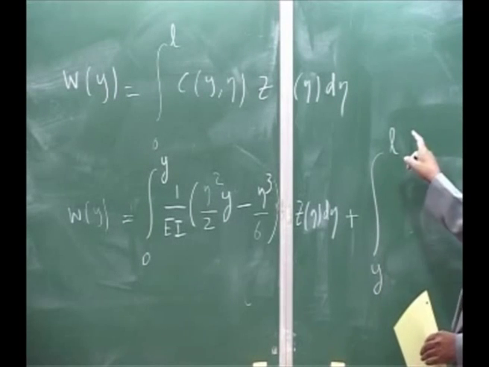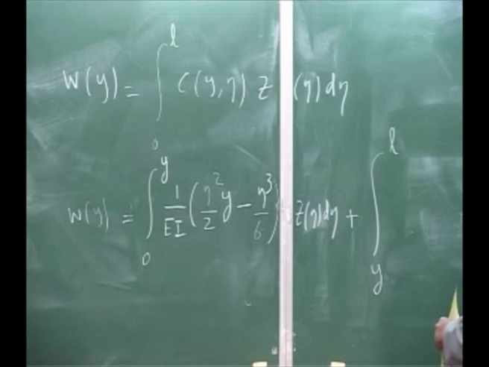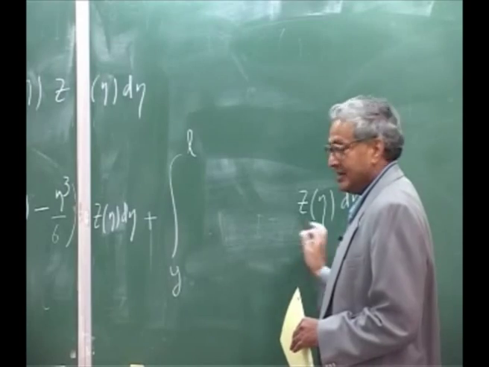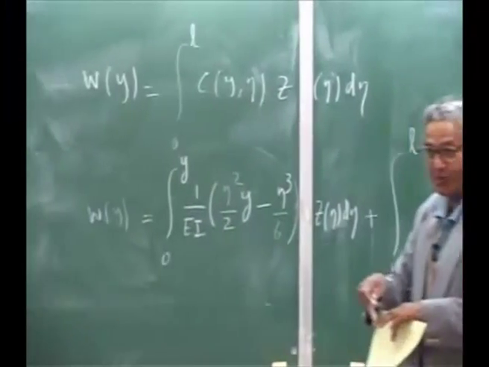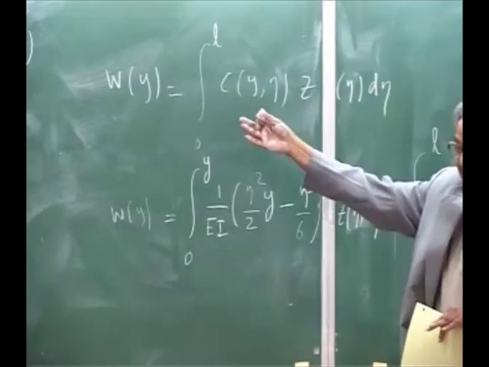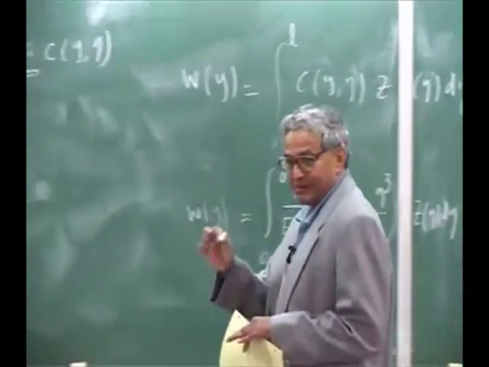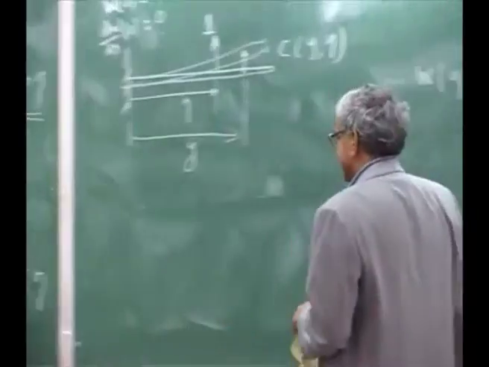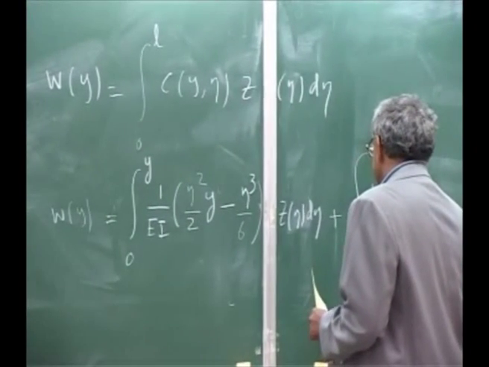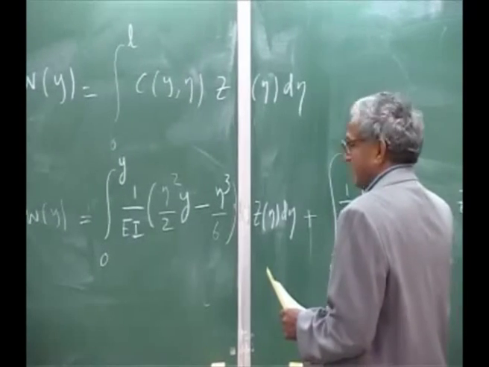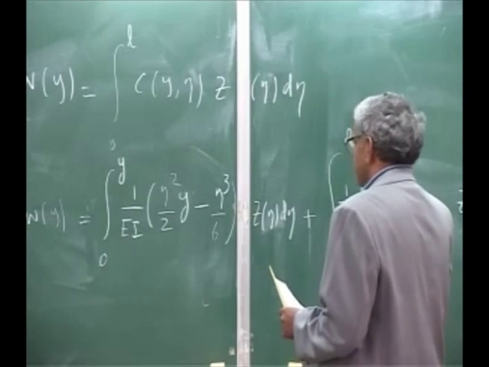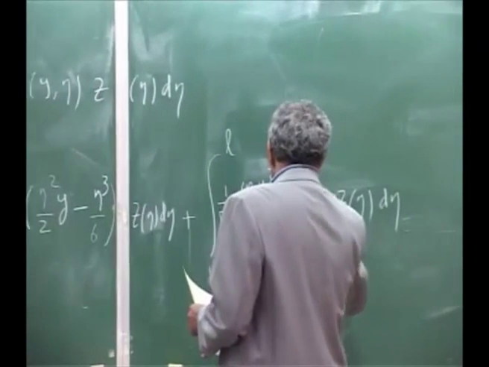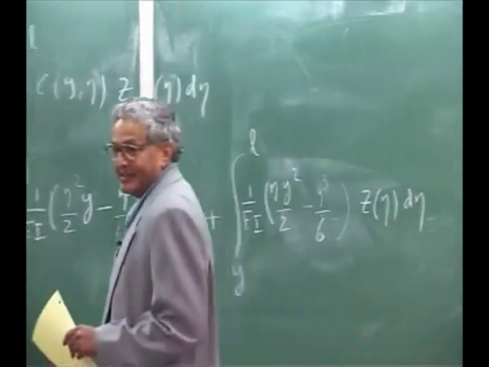But here y to L, again I will have z(eta) d eta. I am measuring the deflection at y. The loading is beyond that point. That means eta is beyond y. So I will put this function here, which is 1 over EI, eta y square over 2 minus y cube over 6. Is it clear?